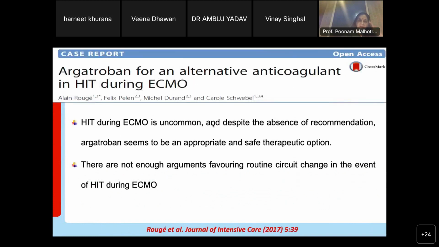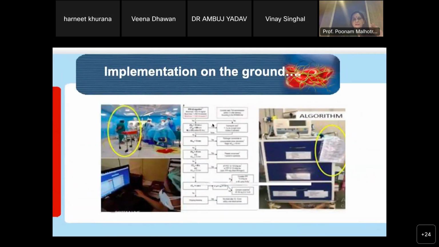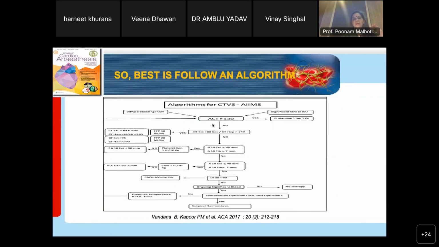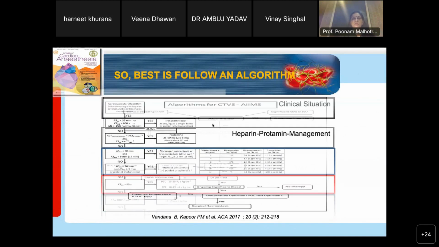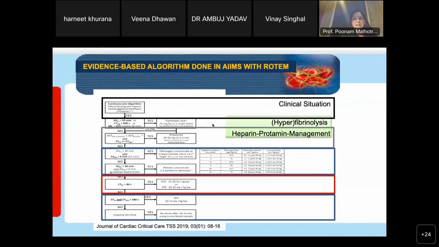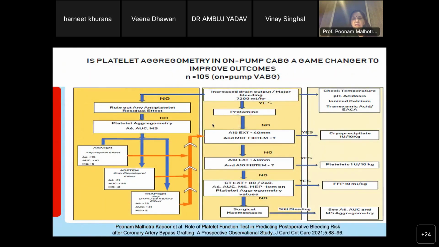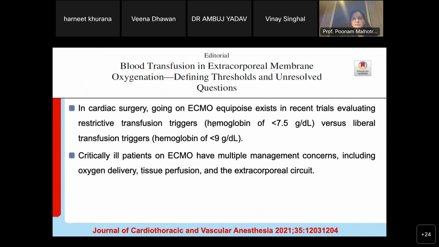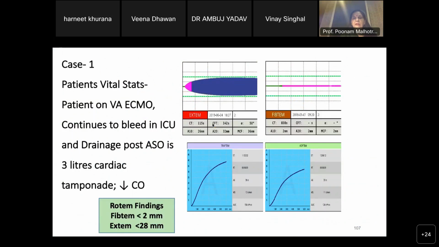Please skip these. We have 4 case scenarios. Argatroban is coming up in a big way, and you can skip all these slides, please. Can you come to the last 5, 6 slides where you have ROTEM studies? Yeah. After this. Yeah. This one. Yeah. Thank you.